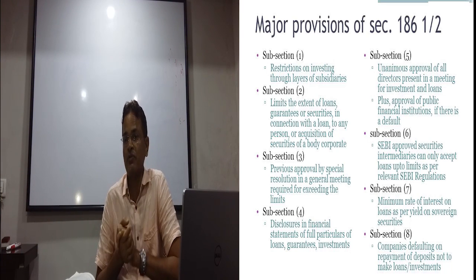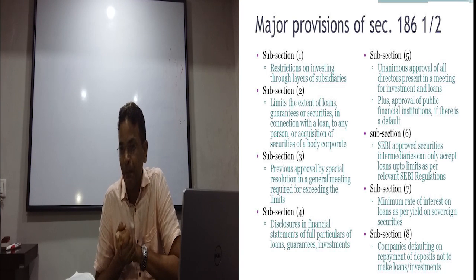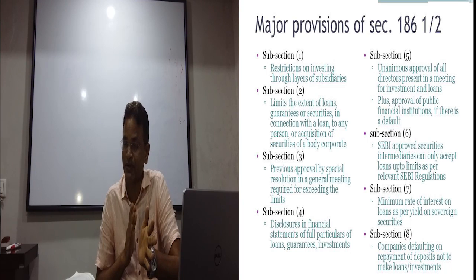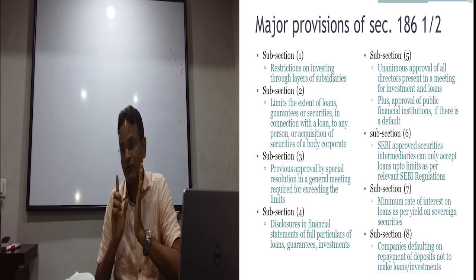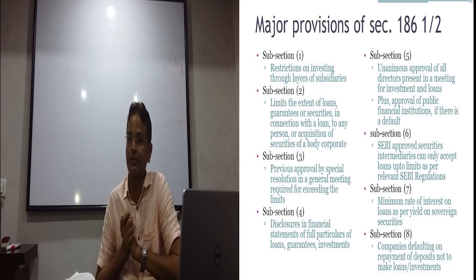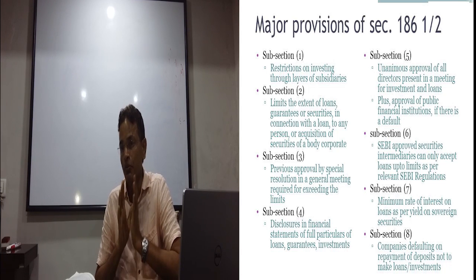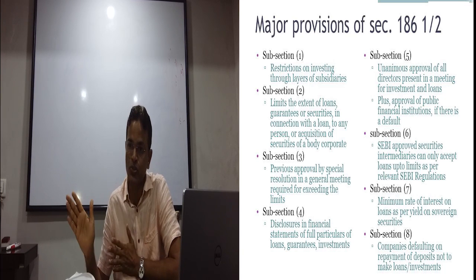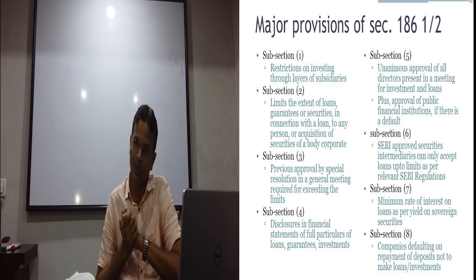Now if you read section 186 subsection 5 with section 179/3, and we referred to section 179/3 earlier, the proviso to 179/3 says the board of directors may delegate the power to make loans or make investments to either a committee or to a principal officer.